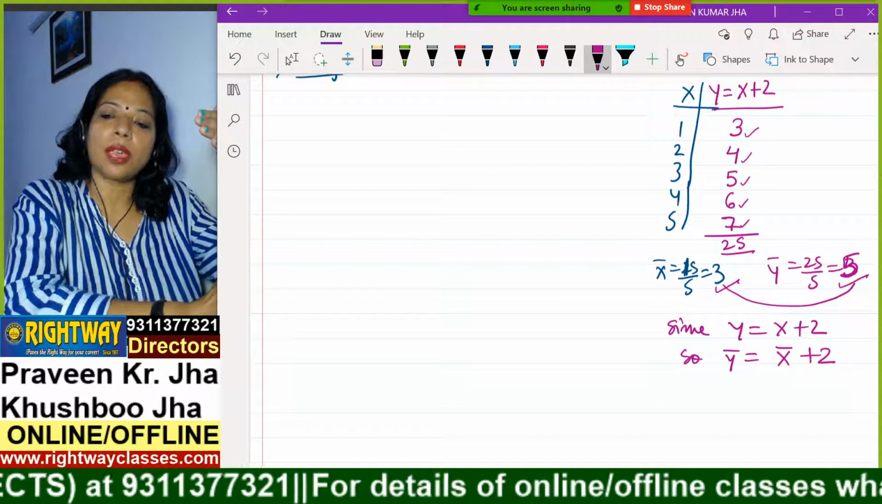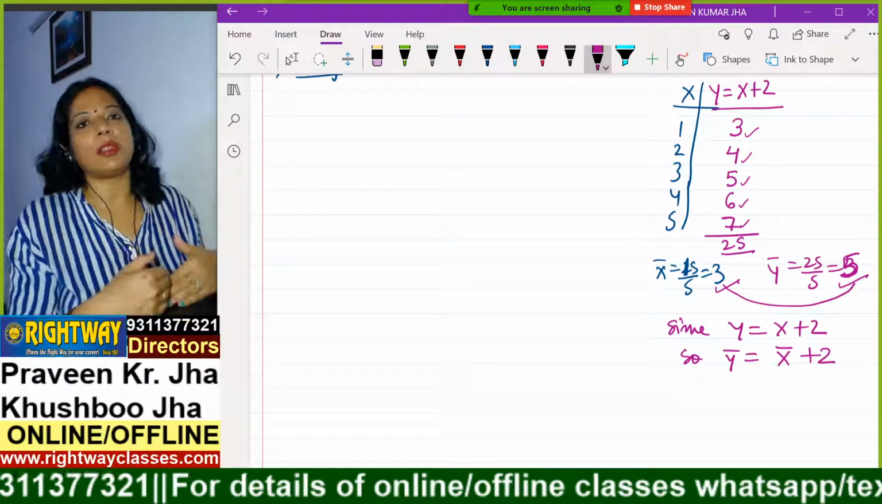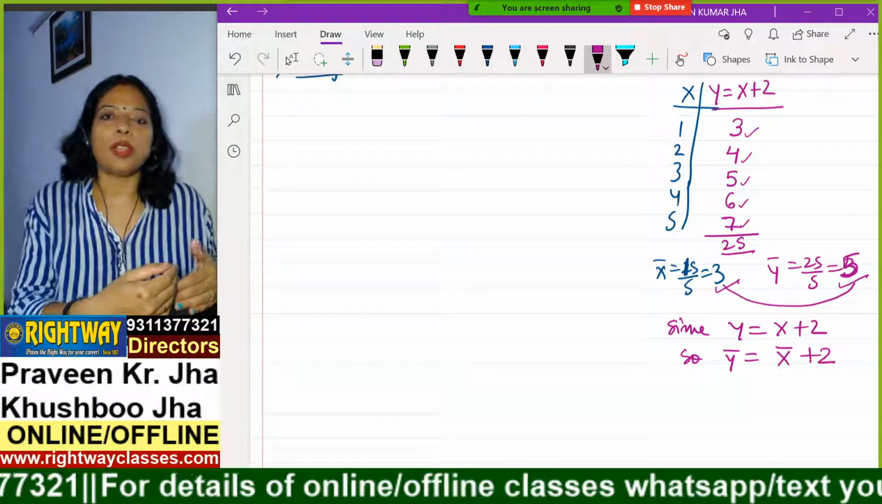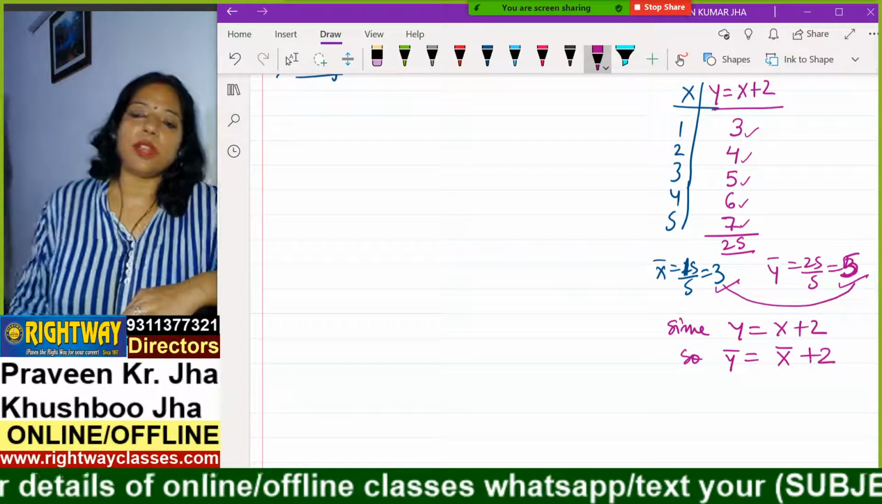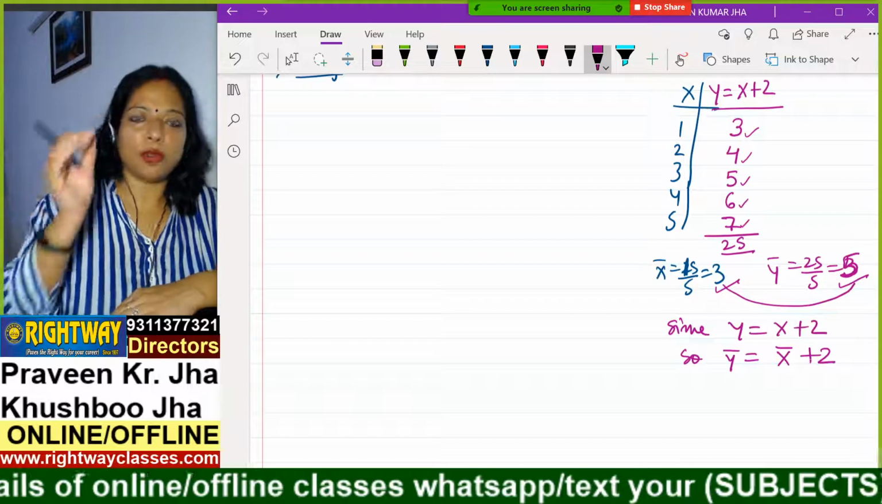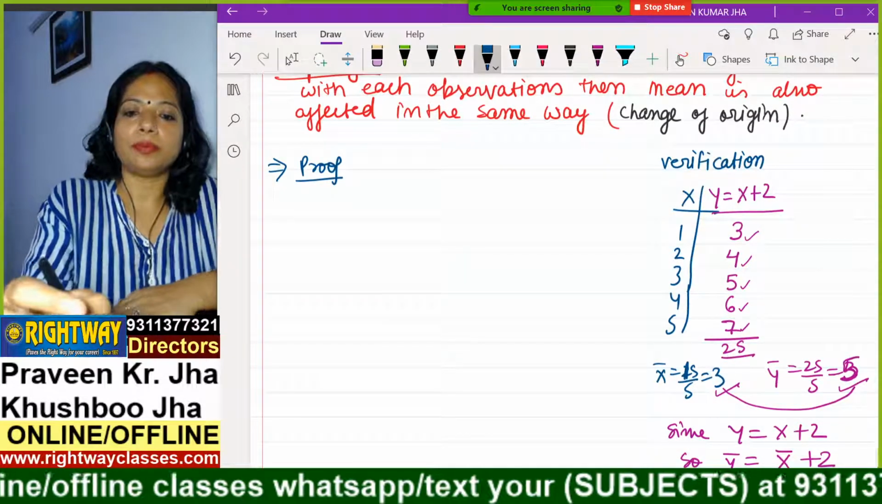55,000. Okay, so this is the way we can just increment or decrement the mean by the property of mean. But here is a proof also, because in the exam they will not ask you for verification. Verification is for our better understanding, but they will ask you for proof.